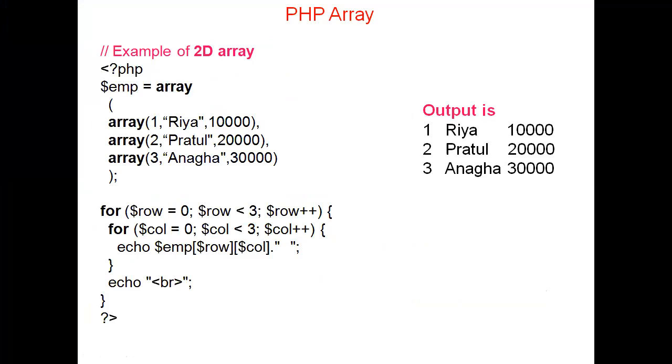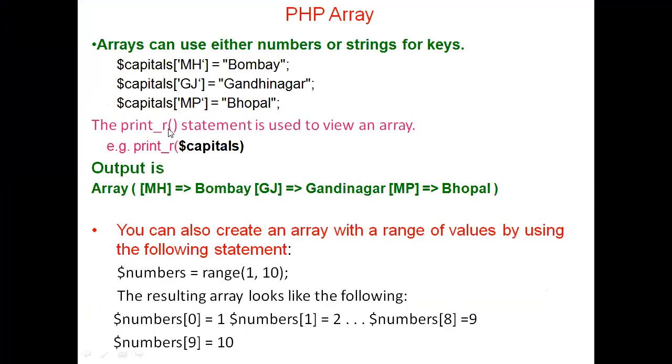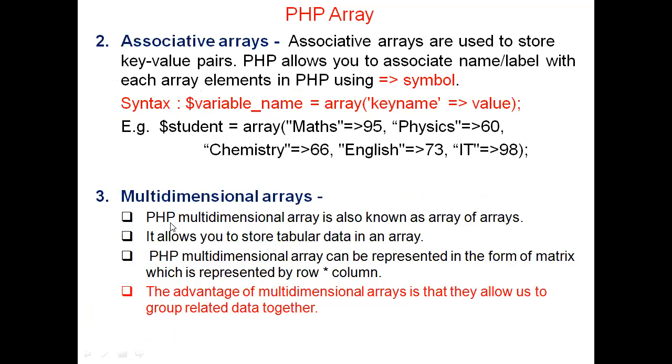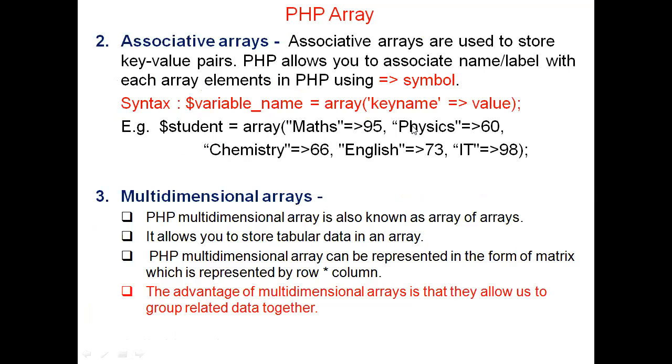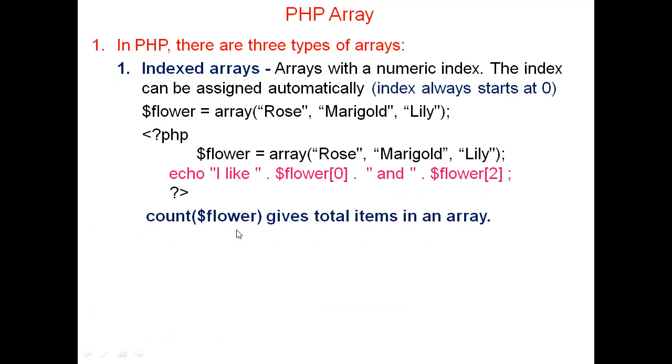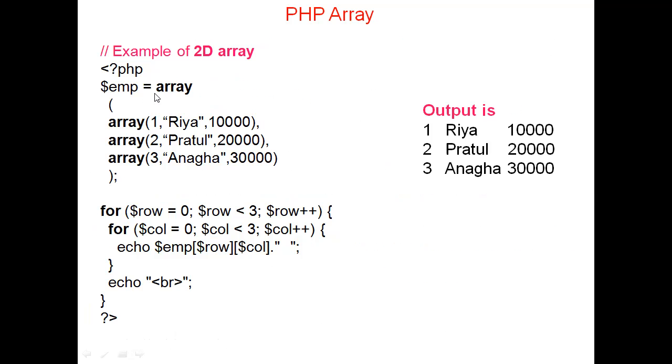So this is the 2D array. This is the example of a 2D array. I have created the $emp array, and inside array 1, that is the array of arrays. Look at the statement we made here. In PHP the multi-dimensional array is also known as the array of arrays. Earlier a single array was created, as in the previous example. Now we have an array of arrays, so inside this array another array is created. This is the first row, this is the second row, and this is your third row.